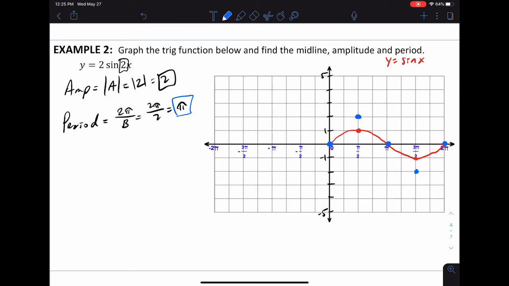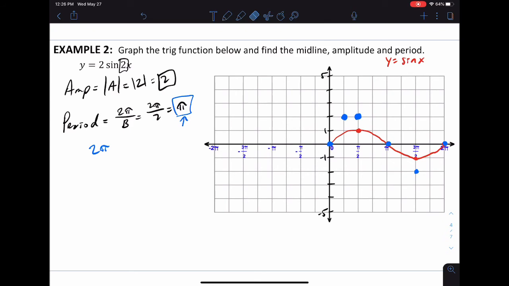So that means normally a normal graph has a 2 pi period, but our graph has a pi period. So that means all the x's will be shrunken in half. So all of the x's are going to move left. They're going to have half of the size. So this dot right here, which used to be at pi over 2, is now going to be at pi over 4.